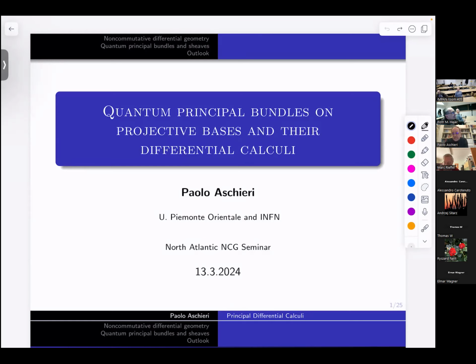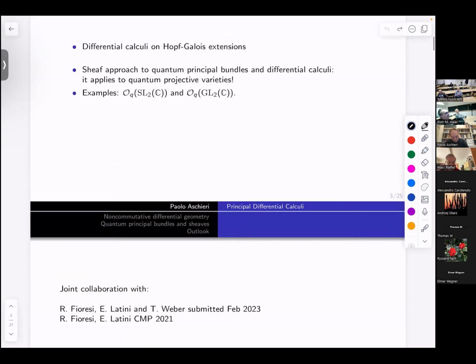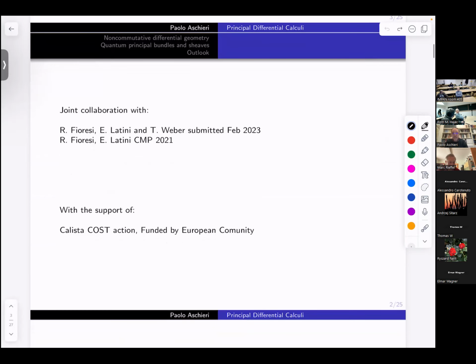Let me say that this work is done in collaboration with Rita Fiorisi and Emanuele Latini in a first paper where no differential calculus was considered, and then with also Thomas Weber, who joined us in a more recent paper that we submitted last year.